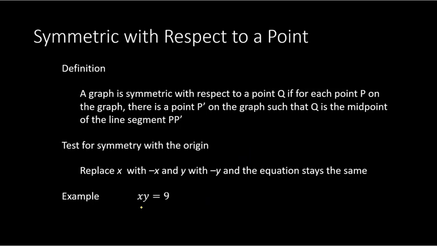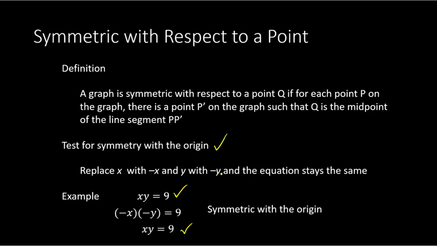So here's an example. We have x times y equals 9. And the question is, is this function symmetric with respect to the origin? All right, well, if you plug in a -x for x and a -y in place of y, what's going to happen? Well, negative times negative is positive, so you have positive xy equals 9. So notice you ended with the same exact equation that you started with. So because that happened, that means yes, it is symmetric with respect to the origin. If that did not happen, if you had something different than what you started with, then it would not be symmetric with respect to the origin.